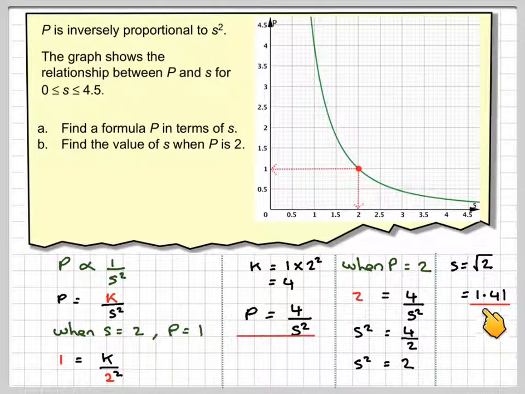So S will be equal to 1.414 to 4 significant figures. So this has been a video to show you how to use variation when you're going to have to get the values from the graph. I hope you've understood, and I thank you very much for watching.